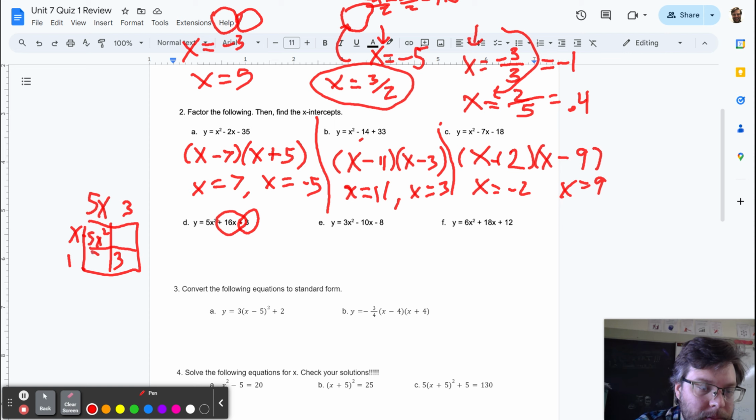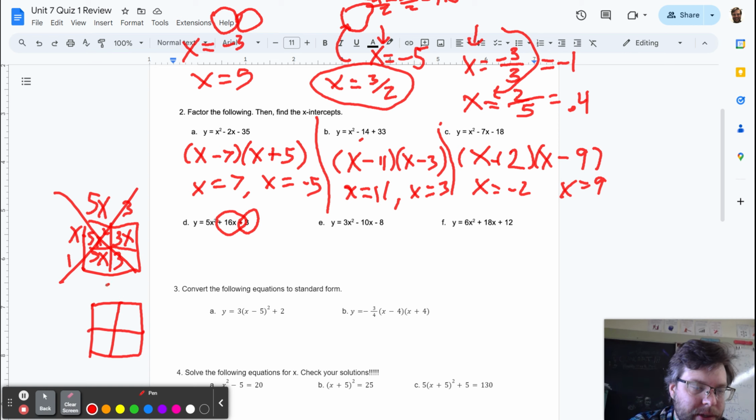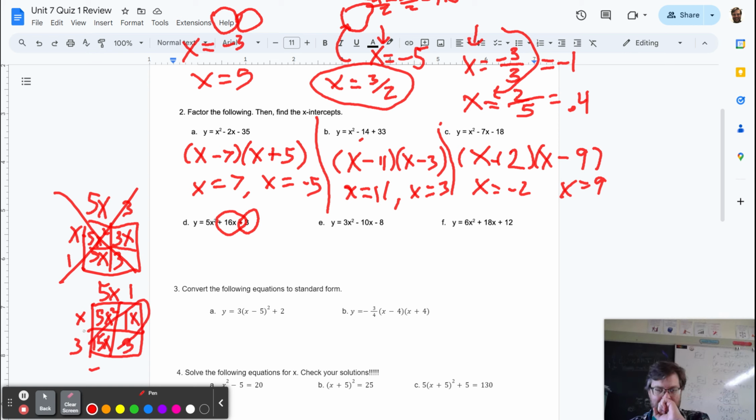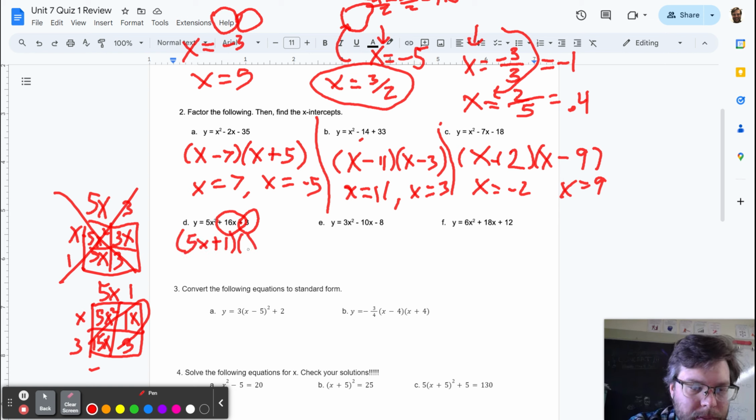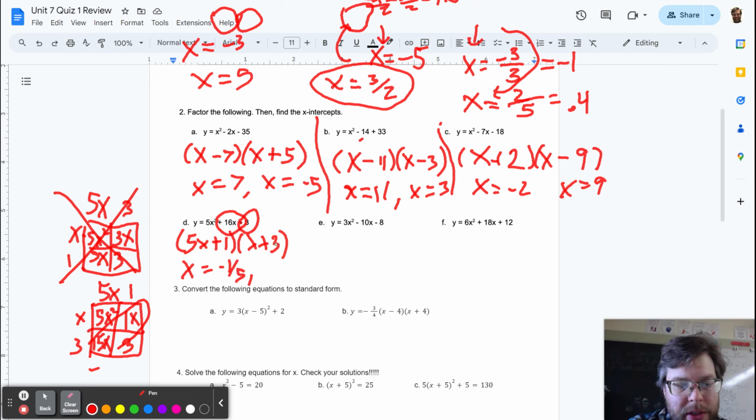Well, let's try it. That would make 5x and 3x. Does that add to make 16? No. So let's switch it. Let's do 5x and 1, x and 3. And with this new box, you can see that it does work, because that adds up to make 16. So now we have our two factors, 5x plus 1, x plus 3, and we have our two solutions, our two x-intercepts, -1/5 and -3.